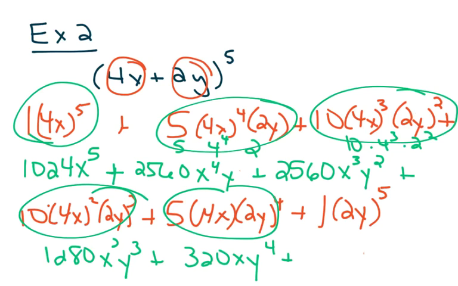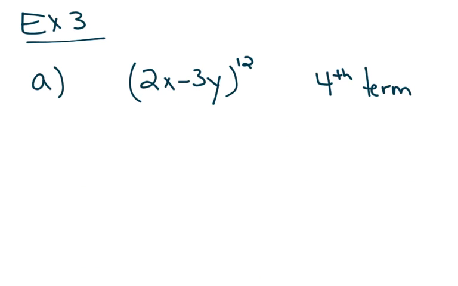And the last one you're going to do 2 to the fifth, which is 32, y to the fifth. So what's in green is the final answer. Now what if I just want to find one specific term in a binomial expansion? I don't want the whole thing.